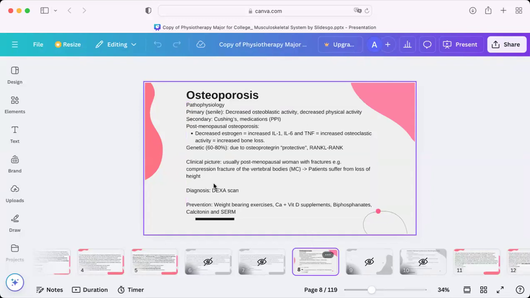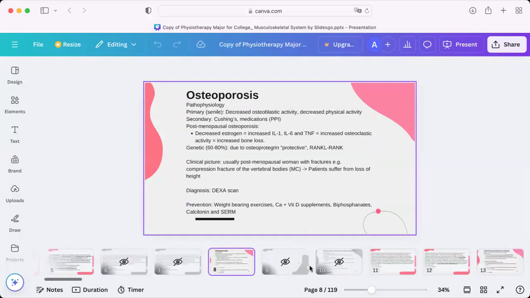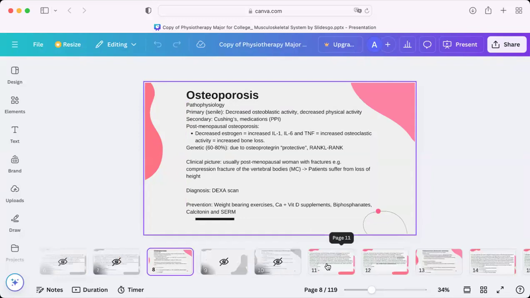And yeah, you guys, we can diagnose it with a DEXA scan. But I think this is more clinical than it is patho. You guys did a good job.